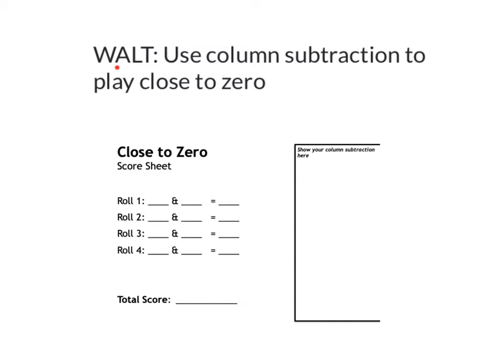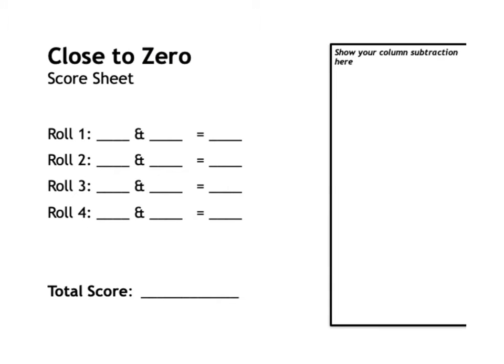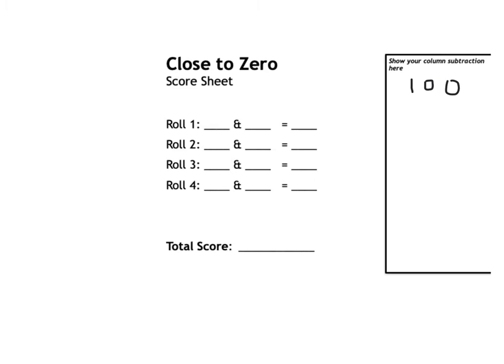We are learning to use column subtraction to play close to zero. So this game is just the same as close to 100, except we're going to be going backwards. So you will use your same template as last time, but you'll see that it is now called close to zero, and you have to show your column subtraction here. And you will see that in your little column where you record your column subtraction, there is already 100 for you to start with.